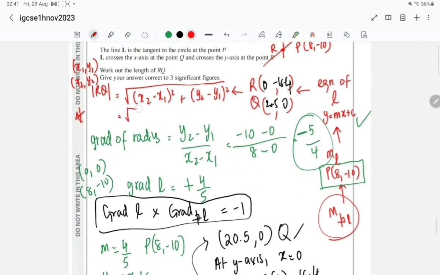So this would be minus 20.5 to the squared plus minus 16.4 to the squared, and this will give me 26.2528. So I need to give my answer to 3 SF. It would be 26.3.